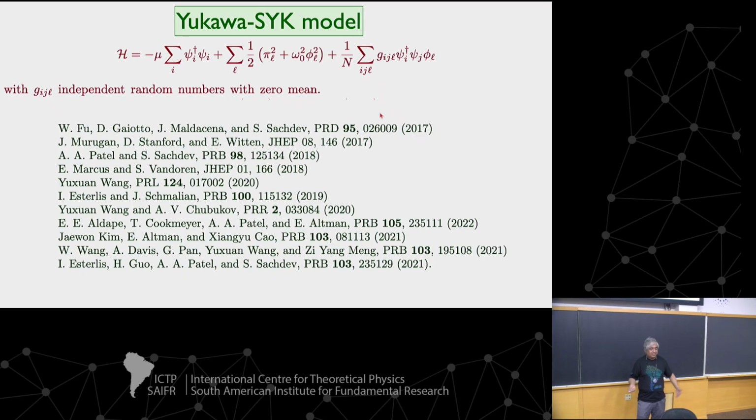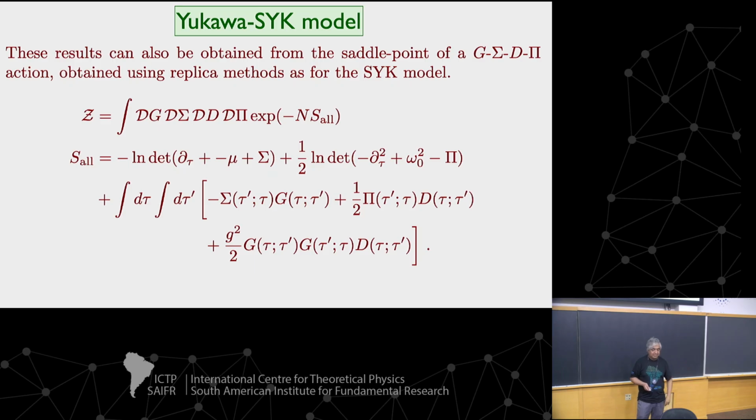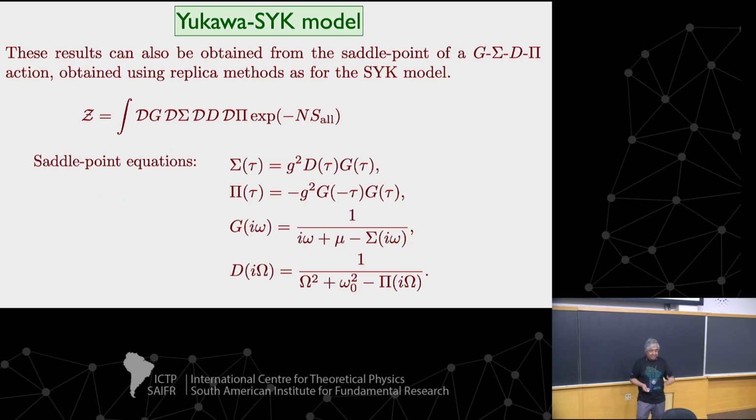Okay. So this problem with G_ij, we just do the simple thing of making G_ij a random function. Then you can solve it. And the whole steps are exactly the same as what we did for the SYK model, so I won't go through it. And this is the answer.